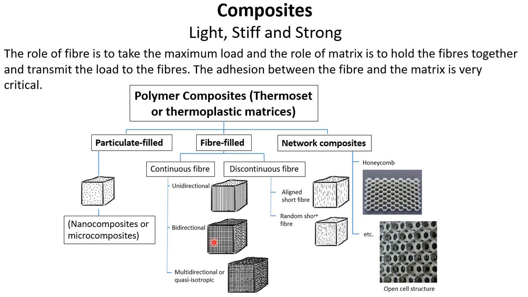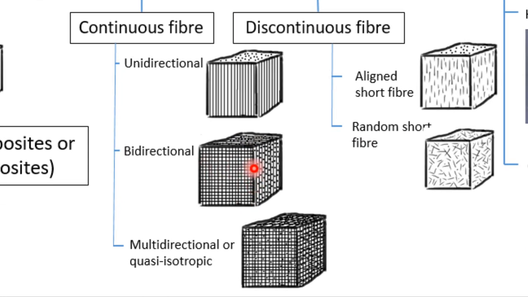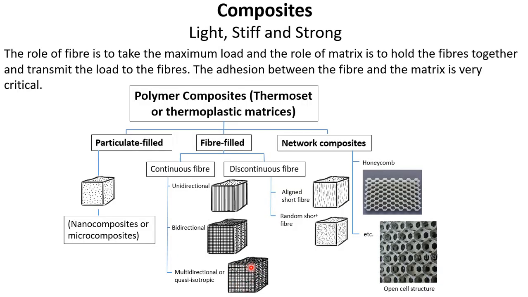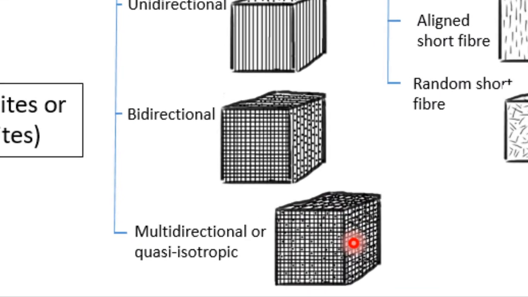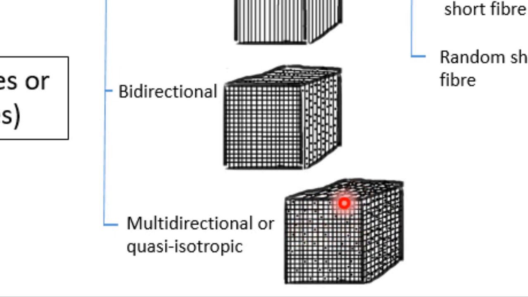It can be bidirectional. So in this case some fibers are in this vertical direction and some fibers are in this horizontal direction. So only two directions are used. And it can be also multidirectional or quasi-isotropic. So in multidirectional, the fibers are in more than two directions. So either they can be three distinct directions or they can be more than three directions. And they produce what is called quasi-isotropic. So these kinds of composites have very homogeneous properties.